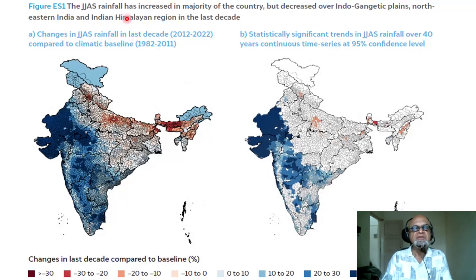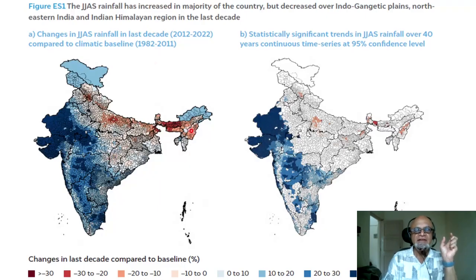Again, executive summary. So the JJS rainfall has increased in the majority of the country, but decreased over the Indo-Gangetic Plains, northeastern India, and Indian Himalayan regions in the last decade. So always pay attention to the period over which they're talking about the trends. This is changes in JJS rainfall in the last decade, so 2012 to 2022, compared to the climatic baseline, which is computed over 1982 to 2011. So it's a kind of decadal trend.